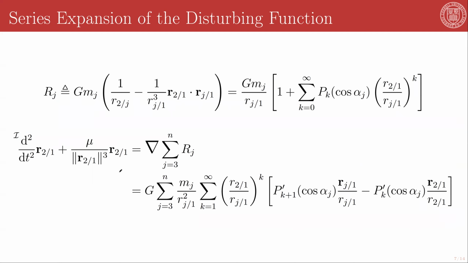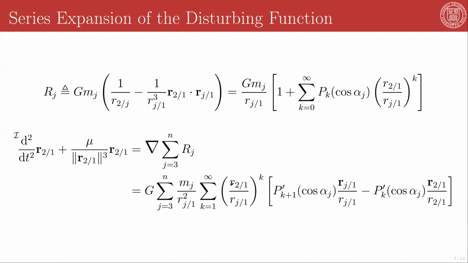Our governing differential equation for the orbital motion of the second body about the first body as perturbed by n minus 2 mutually non-interacting other perturbing bodies is now the double summation over a set of derivatives of the Legendre polynomials, which we know we can recursively generate from the Legendre polynomials themselves. This looks awful, but it's actually relatively straightforward to calculate because modern software allows you to generate the values of these Legendre polynomials to essentially any order to machine precision very, very rapidly.